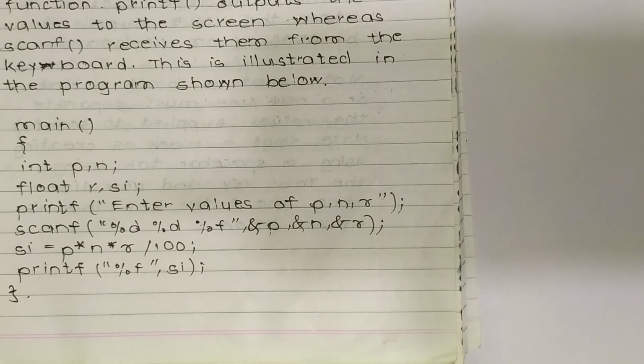scanf("%d %d %f", &p, &n, &r). Here %d and %d are for integer values and %f is for float values. Now si = p * n * r / 100. This is the formula for simple interest, p n r by 100. Now printf("%f", si). That means the answer will be in float, that is %f, si.